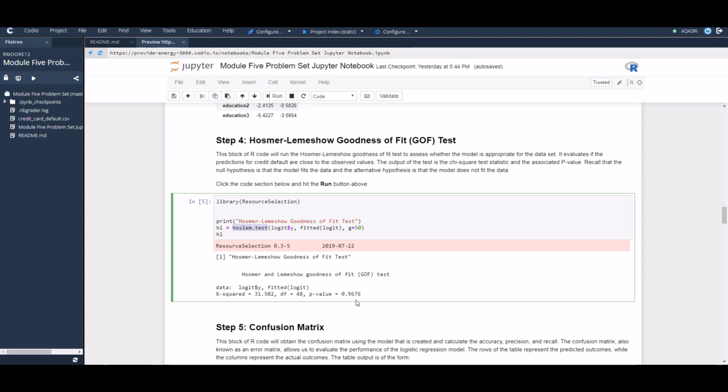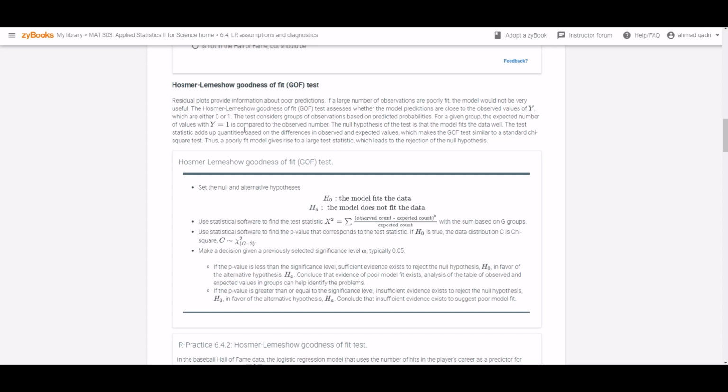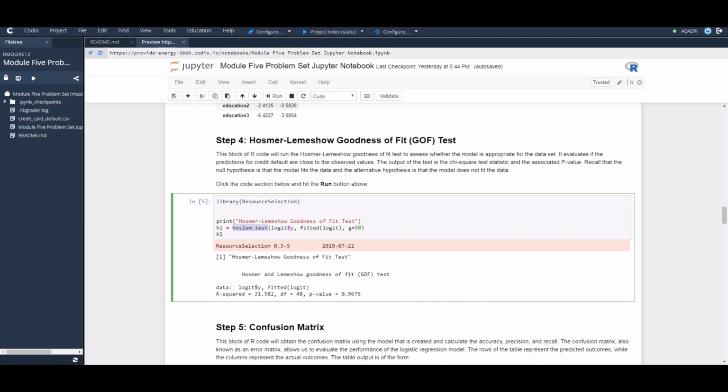So in this case, the p-value is 0.9676. We will compare it with, say, level of significance of 5%. Clearly, the p-value is greater than 5%, so we failed to reject the null hypothesis, and that means that the model indeed fits the data. So this test is also explained in section 6.4 of the book, so right here. So I encourage you to read this so you get a better understanding of how the test works and also the distribution that it relies on.